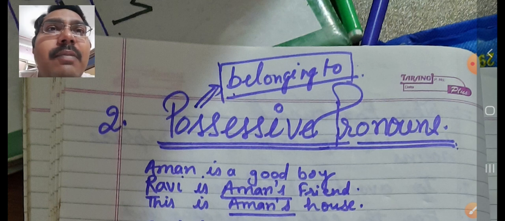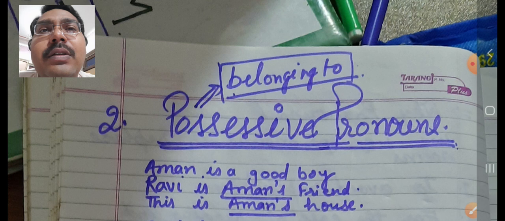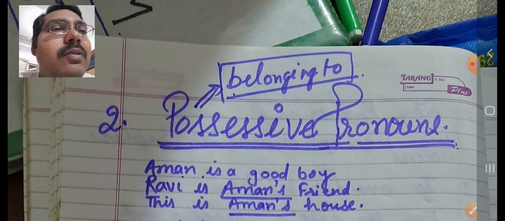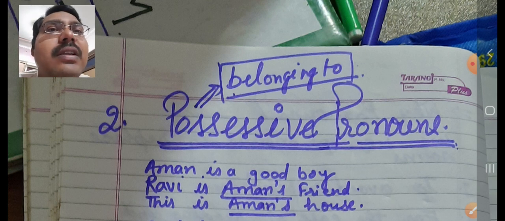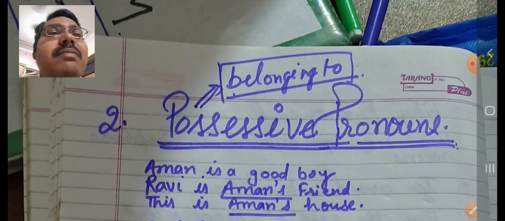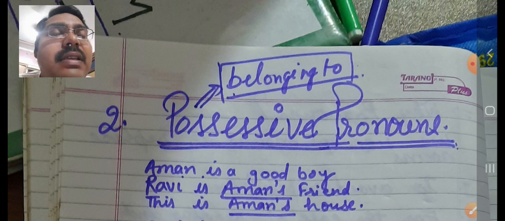So up to here I told you. I hope it was clear to you, and most of you did solve the exercises related to this. Today I am going to tell you about the next kind of pronoun, that is the possessive pronoun. First of all, we need to understand what we mean by possessive. Possessive means something that someone possesses. Possess means something that belongs to someone.